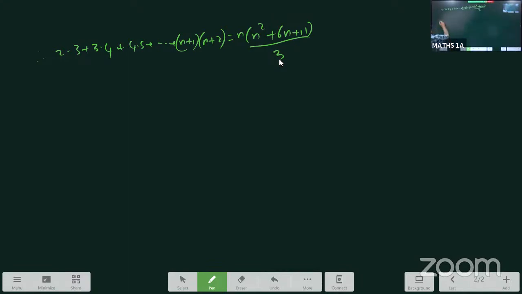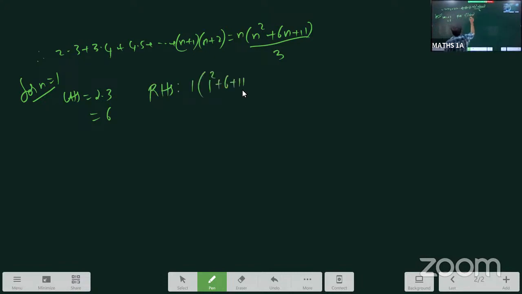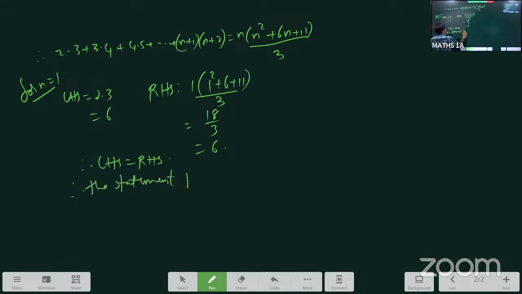Is it clear? Now for n equal to 1, LHS is 2 into 3, that is 6. RHS is 1 into 1 square plus 6 plus 11 by 3. That is 1 plus 6 is 7, 7 plus 11 is 18, 18 by 3 is 6. So therefore, LHS equals RHS. Therefore, the statement P of n is true for n equal to 1.